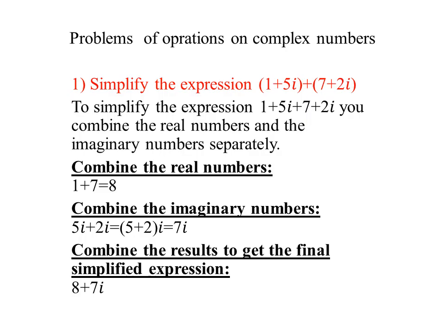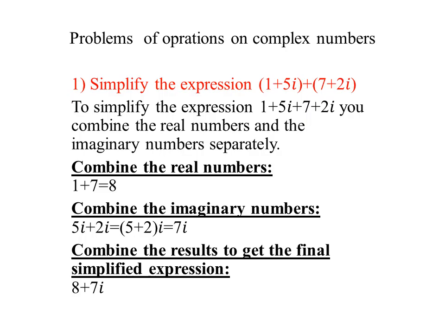Simplify the expression 1 plus 5i plus 7 plus 2i. For this problem, we have to identify the real parts and the imaginary parts. Real parts are 1 and 7. Imaginary parts are 5i and 2i. After knowing the real and imaginary parts, we combine real numbers and the imaginary numbers separately.